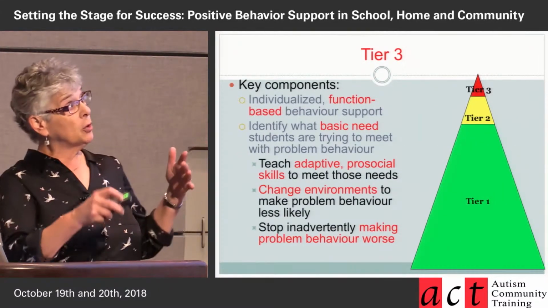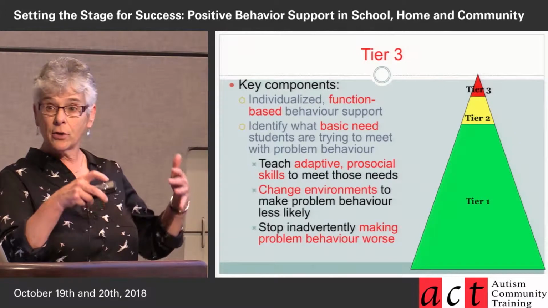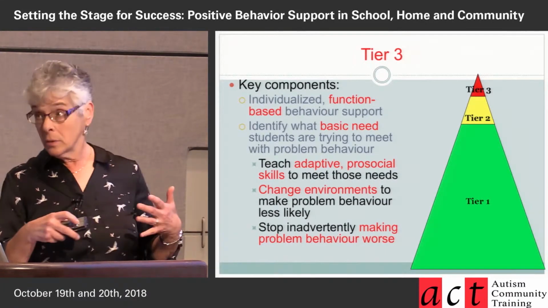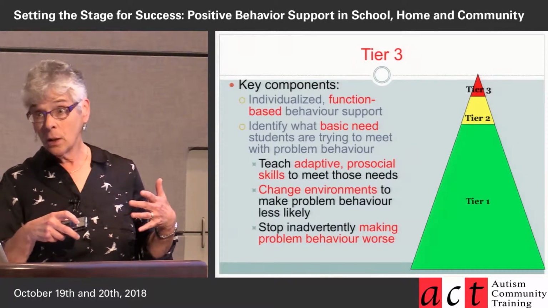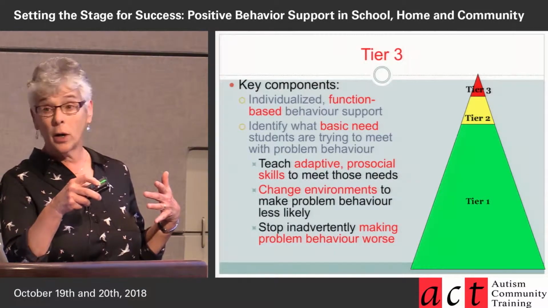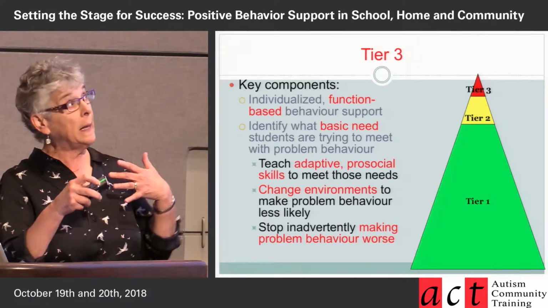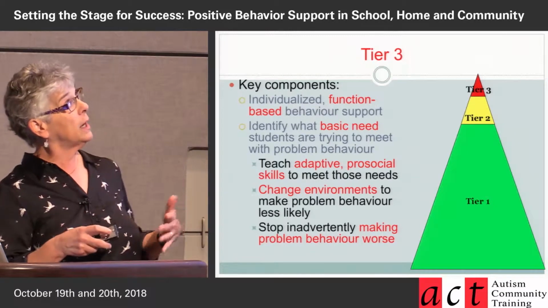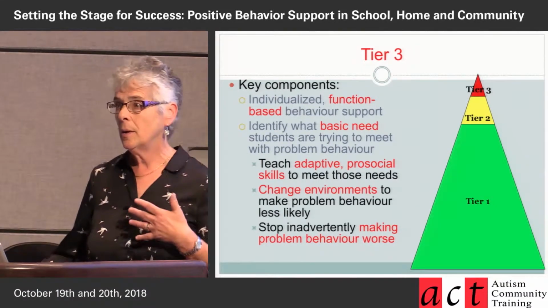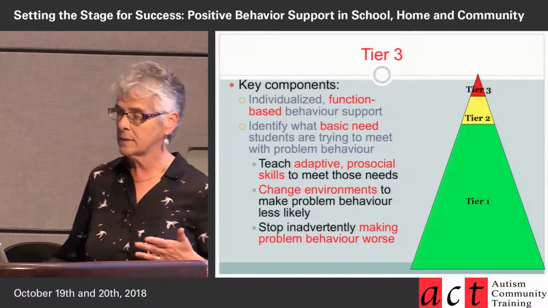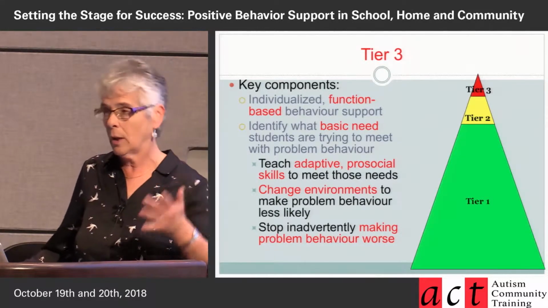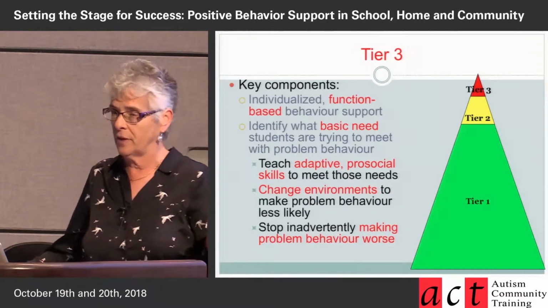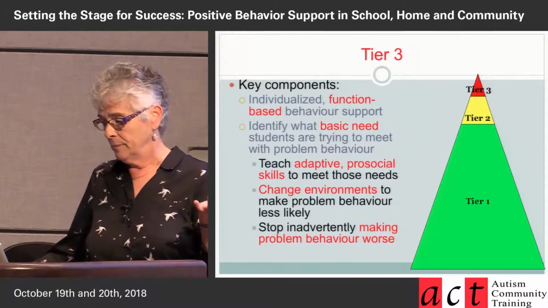So again, tier two is layered on top of tier one for some students. Some students may be unimpressed with the combination of tier one and tier two interventions and may need tier three interventions. These are the individualized, function-based positive behavior support plans that Richard talked about. Well, I don't know if he talked about the plans, he talked about the functions, but why assess function if you're not going to do something about it, yesterday.